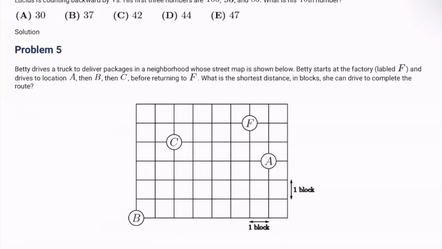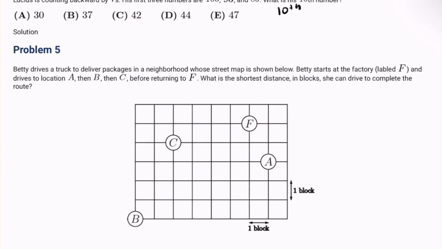Lucius is counting backwards by 7. His first 3 numbers are 100, 93, and 86. What is his 10th number? So his 10th number will have subtracted 7 9 times, right? So we simply need to do 100 minus 7 times 9, which is 100 minus 63, which is simply 37. B.